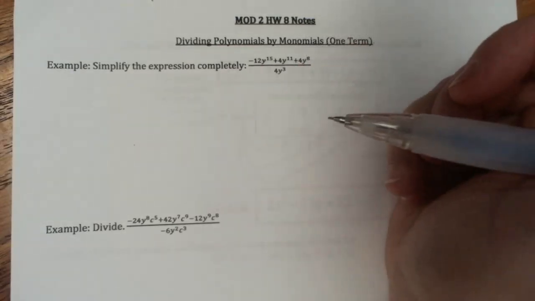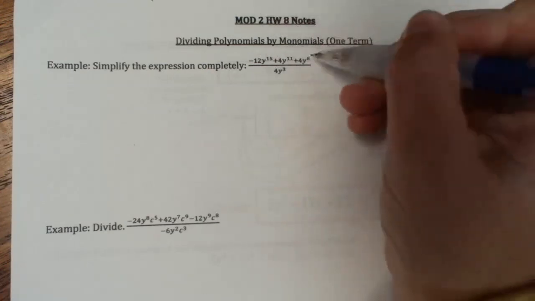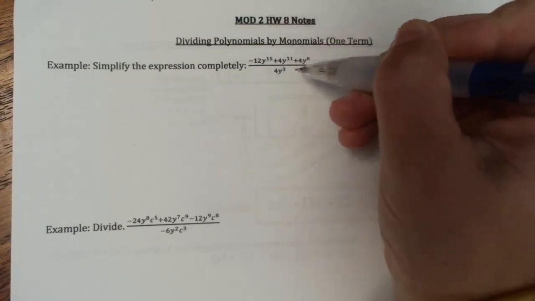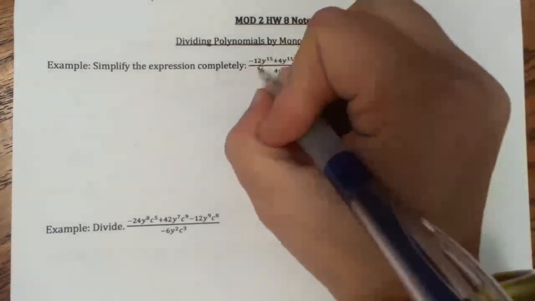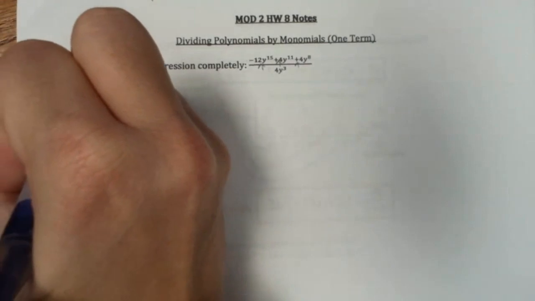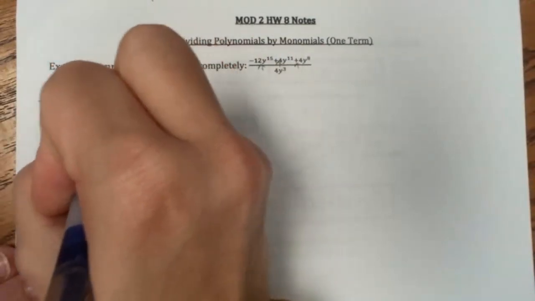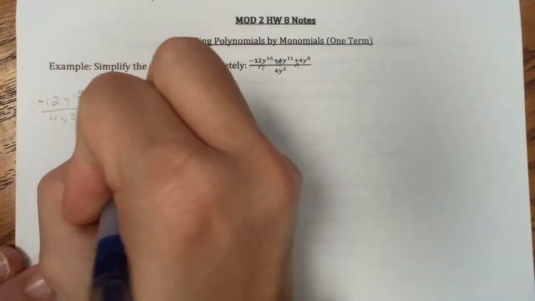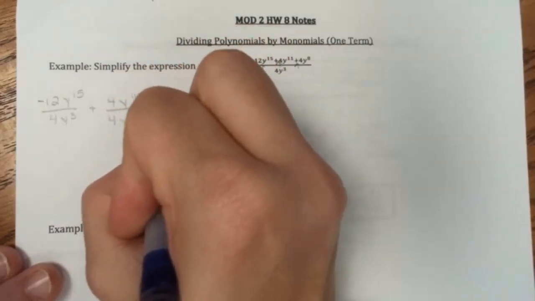So let's simplify the expression completely. Negative 12y to the 15th plus 4y to the 11th plus 4y to the 8th all over 4y cubed. So notice everything's being divided by 4y cubed. So I can rewrite this dividing each term, separating it by 4y cubed. So negative 12y to the 15th divided by 4y cubed plus 4y to the 11th over 4y cubed plus 4y to the 8th divided by 4y cubed.